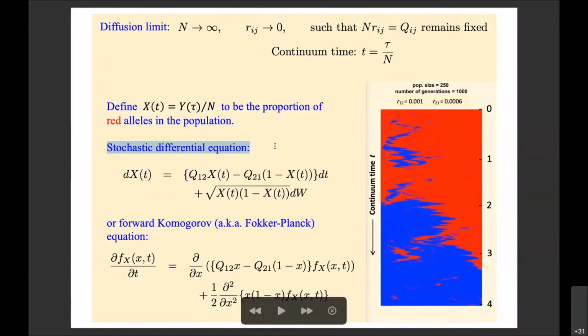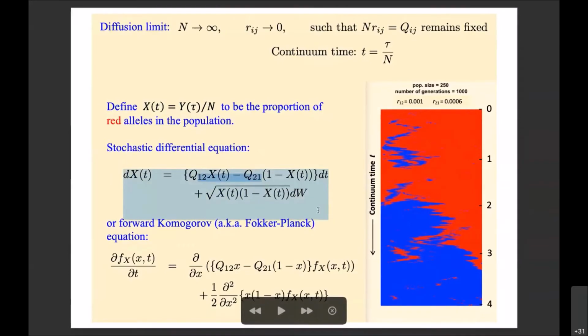If I call the number of red alleles in the population y at time tau, y can run anywhere from 0 up to the population size n. If I divide y by the population size, I get a number between 0 and 1. And in the diffusion limit, that number becomes a continuous random variable that sits on the range from 0 to 1. And the first equation is an example of a stochastic differential equation.